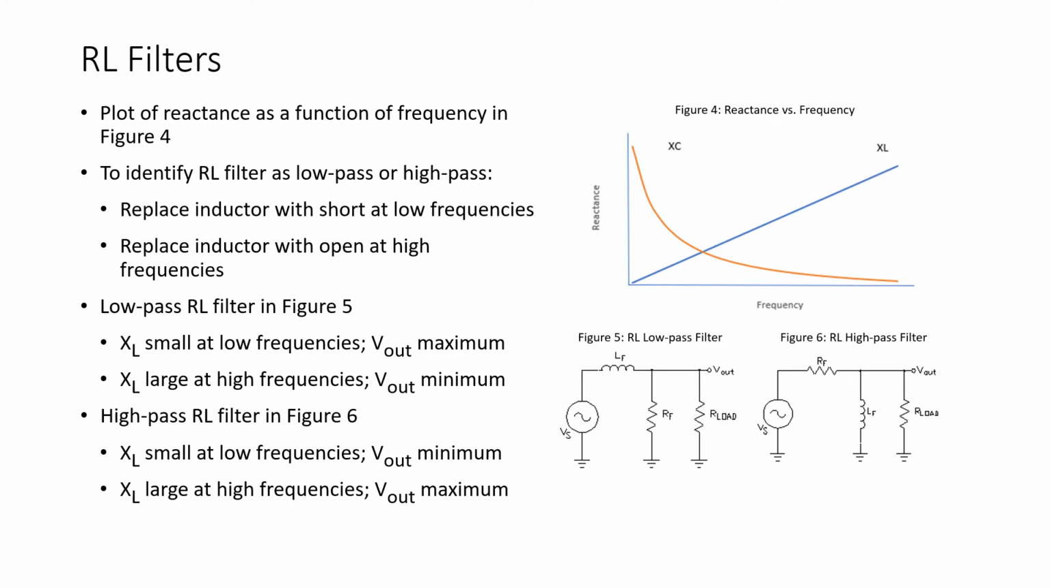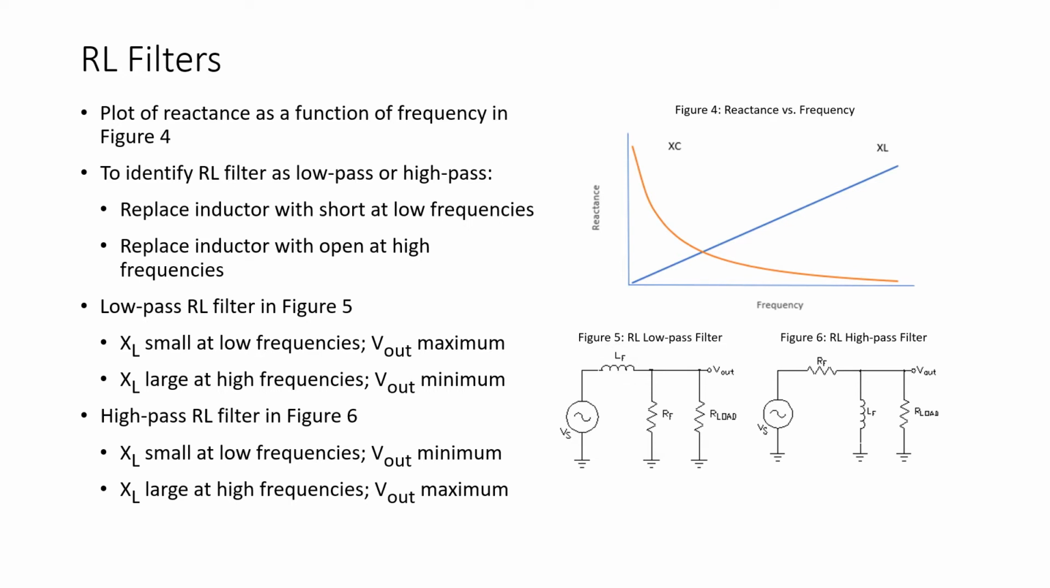So looking at the filter circuit of Figure 5, again at low frequencies, I can replace this inductor with a short, and this makes V out equal to V source, and the output voltage will be at its maximum. However, at high frequencies, I can replace the inductor with an open, and there is no path for current through the load resistor, so the output voltage will be at its minimum.